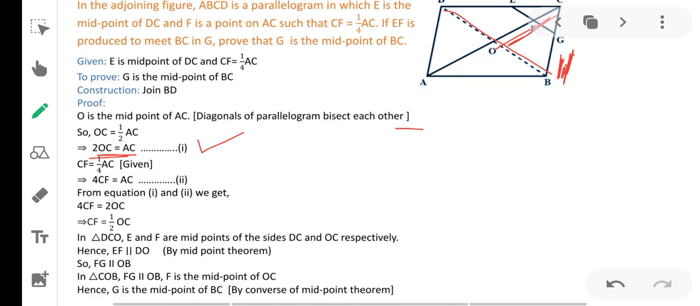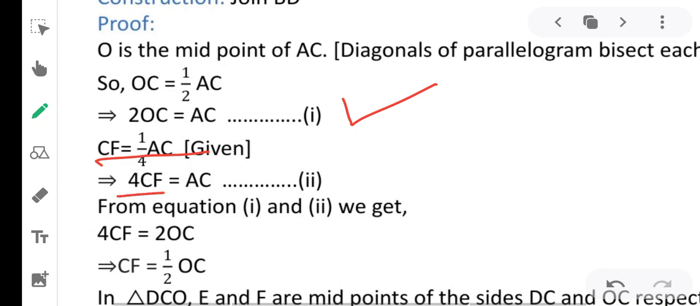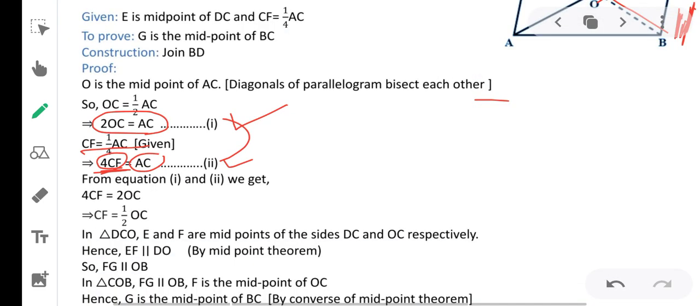Clear? Now it was given CF equal to 1 by 4 AC, that is given in the question. Then AC equal to 4 CF. If CF equal to 1 by 4 AC, then 4 CF equal to AC. This is equation 2. In equation 1 AC equal to 2 OC, in equation 2 AC equal to 4 CF. So from equation 1 and 2 we can write 4 CF equal to 2 OC.